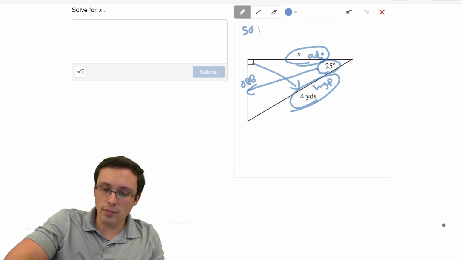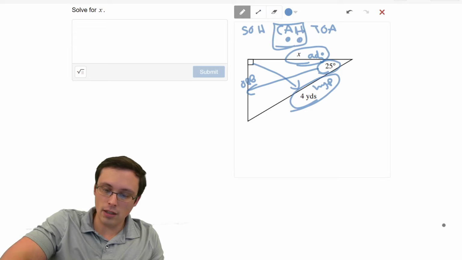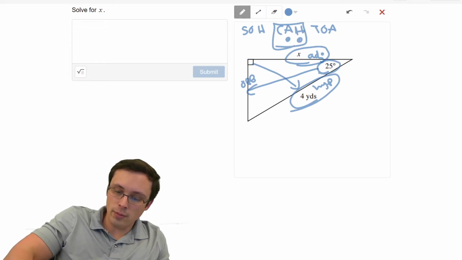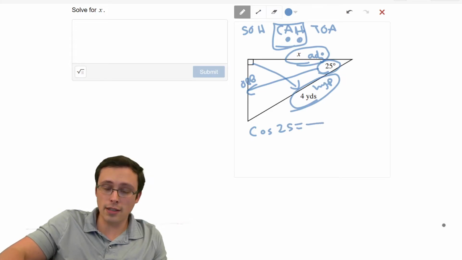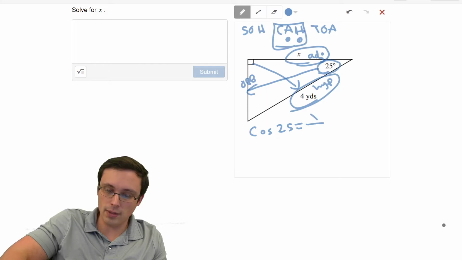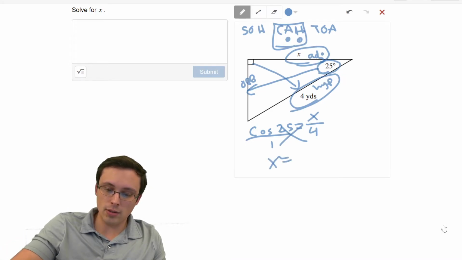Think through our memorized trick, SOHCAHTOA. Which one are we doing here? We need adjacent and hypotenuse. That is going to be cosine. So our formula here is going to be cosine of the angle, in this case that is 25, is equal to a fraction with adjacent on top and hypotenuse on the bottom. That's going to be x on top and 4 on the bottom in this case. Put a 1 on the bottom here and cross multiply. 1 times x is x, and our answer is 4 times cosine 25.